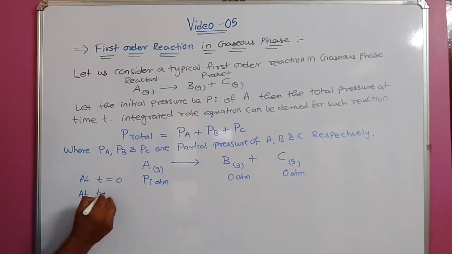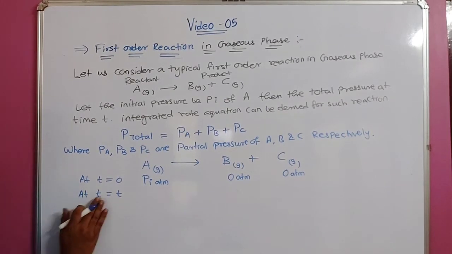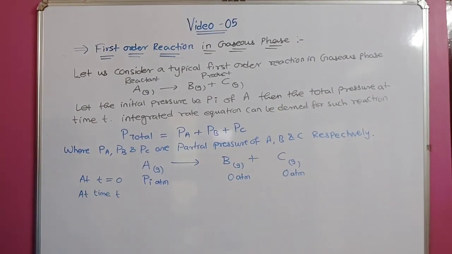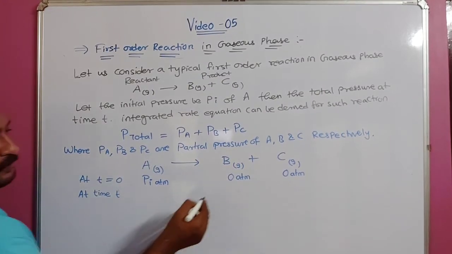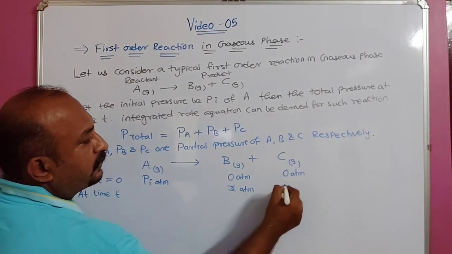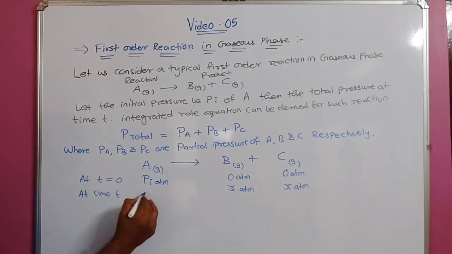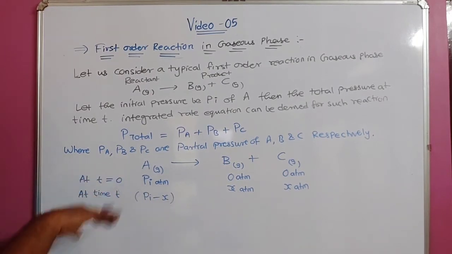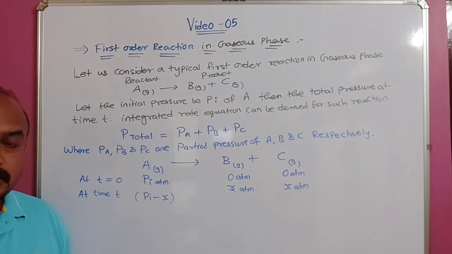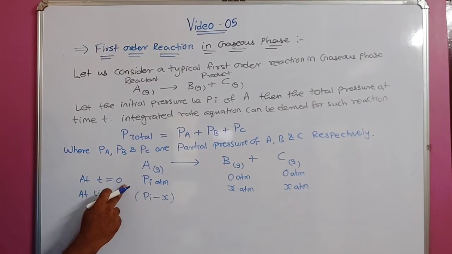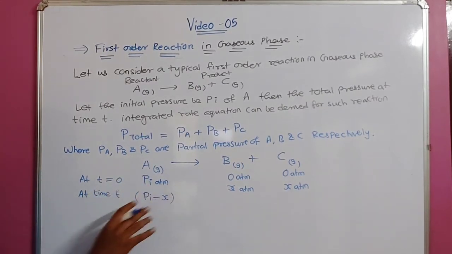Now at time t equal to t, understood? At time t the pressure of the products will be x atm, because we don't know what the pressure will be. But for A it will be Pi minus x, meaning what is left after reaction. Now we have studied this in equilibrium, if you remember. Where Pi is the initial pressure at time t equal to 0. This is given in the textbook, you can write the statement.